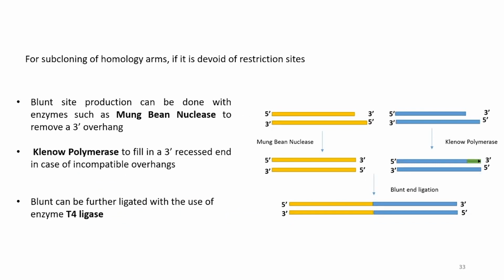For subcloning of the homology arms, if the arm is devoid of restriction sites, we will go for certain techniques. Blunt site production can be done with enzymes such as mung bean nuclease to remove a 3' overhang, and Klenow polymerase is used to fill in a 3' recessed end in case of incompatible overhangs. Blunt ends can be further ligated with the use of the enzyme T4 ligase, as shown here in this particular figure.